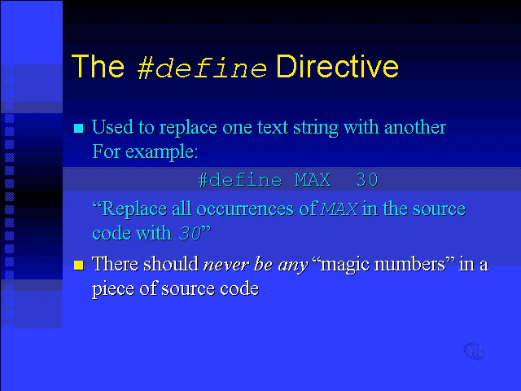It helps us with this particular rule of code. There should never be any magic numbers in a piece of source code. This is not a rule, this is just a guideline. It's just if you want to write quality code, if you don't want to be thought of as a hack who doesn't really know how to write code, then you tend to follow this rule.